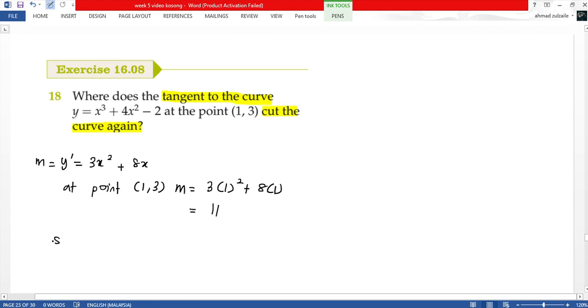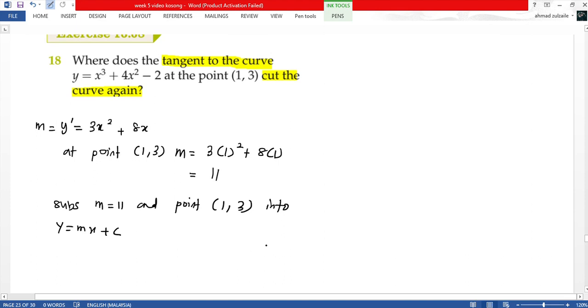So substitute m equals 11 and the point 1, 3 into y equals mx plus c. Why do we do this? Because we get the equation of the tangent first. So substitute, you will have 3 equals 11 times 1 plus c. So you will get c equals negative 8. Therefore the equation becomes y equals 11x minus 8.